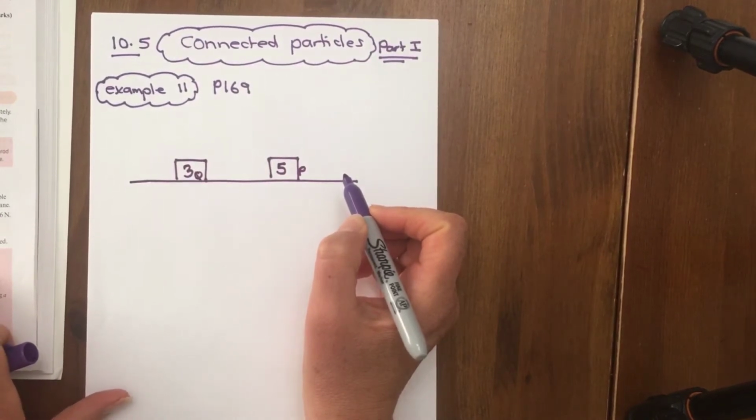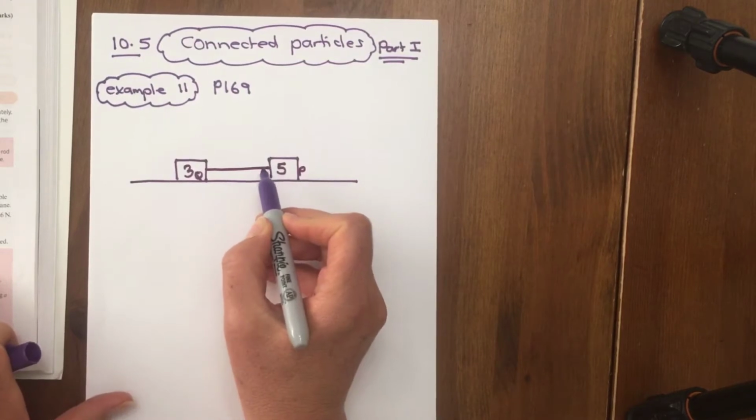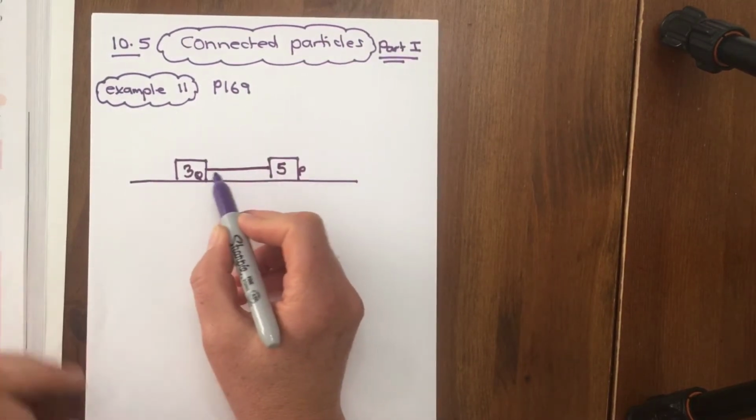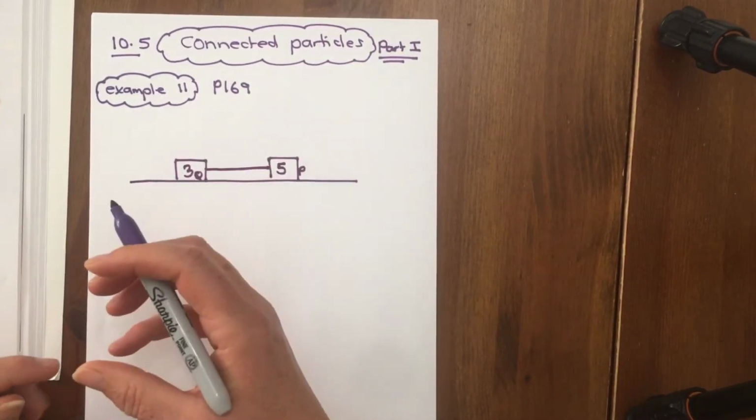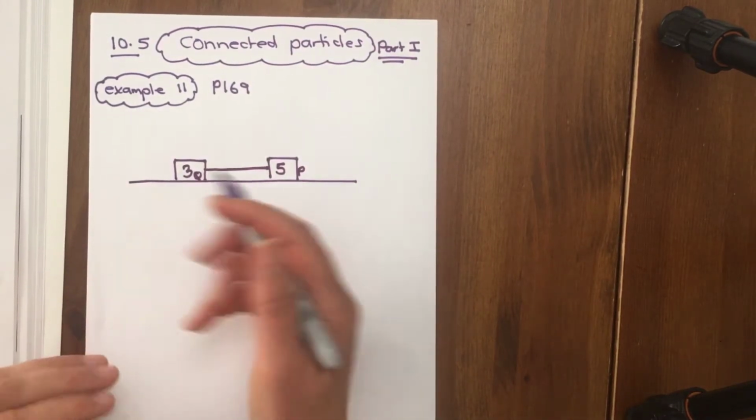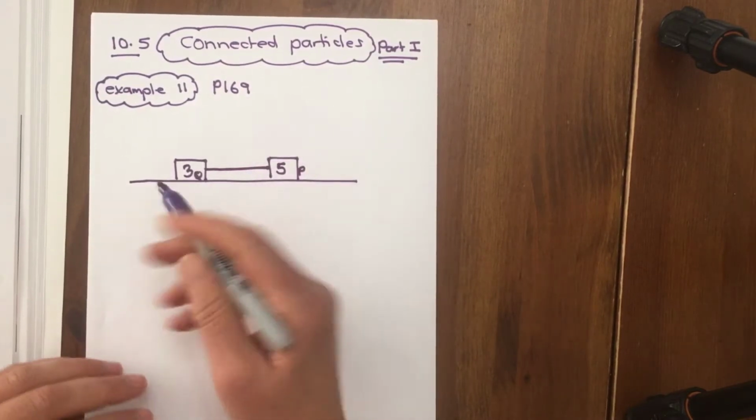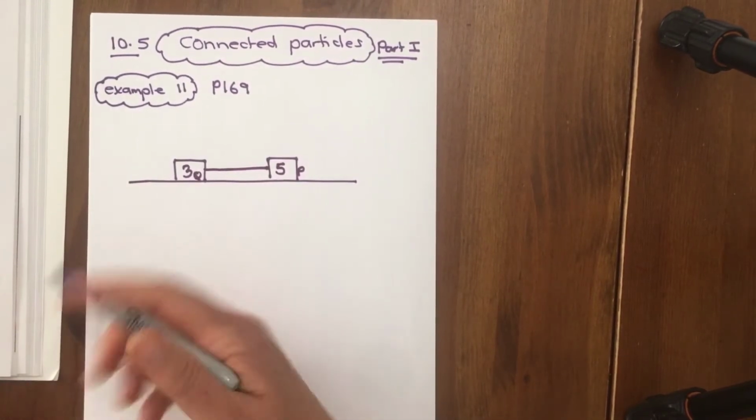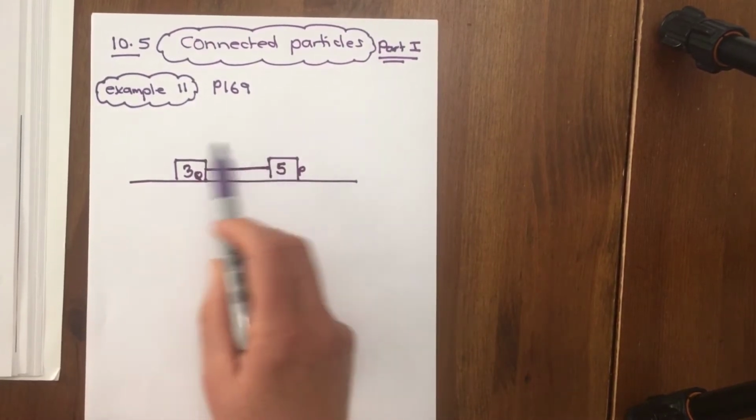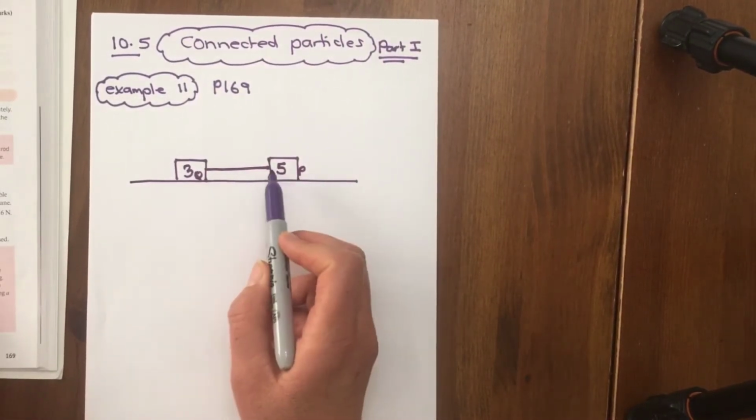It says they're connected by a light, inextensible string. What that means is this string cannot bend, and it's light, so we don't need to worry about the mass. And it connects these particles as though it's one particle. So I can think of this as one particle of mass 8 because it's got this connection here.